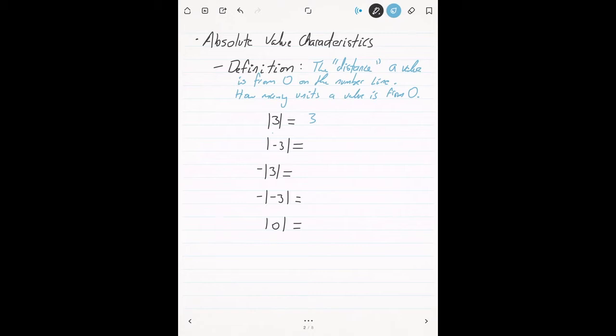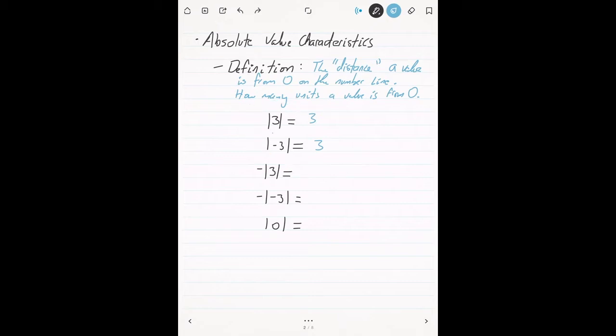Let's take a look at negative numbers. This time, let's take a look at negative 3. So we have 0, negative 1, negative 2, negative 3. How far away is negative 3 from 0? How many units? Hopefully you're saying it's 3 units away, because you can count: 1, 2, 3. There are 3 units from 0 to negative 3. So the absolute value of negative 3 is also the value 3. You'll notice that these have the same absolute value.